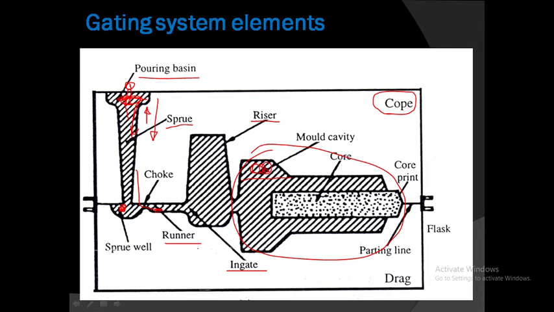The cross-sectional area of the runner should be reduced after each ingate. These ingates are suitably choked over here.